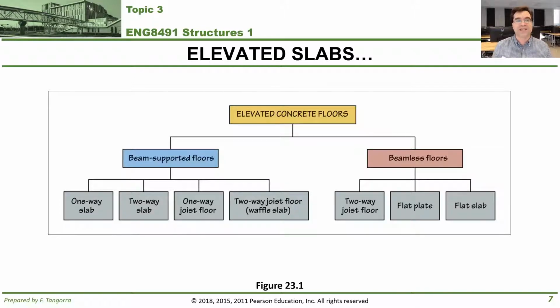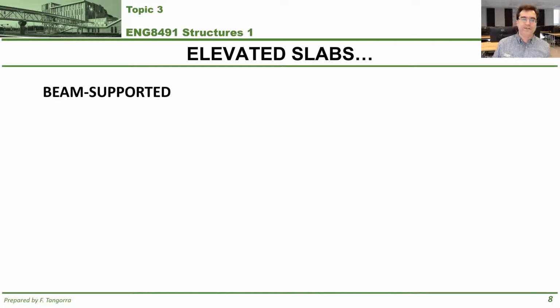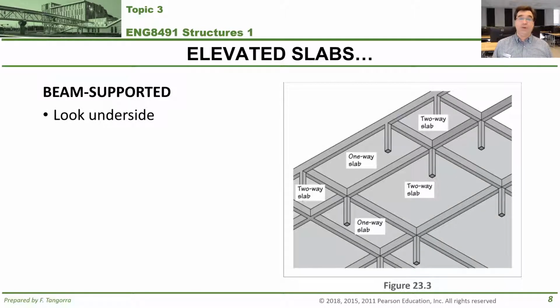That is, an elevated slab you can walk under and look up to say, hey, I see a ceiling. Okay? Now let's start with beam supported elevated slabs. The only way to tell if the elevated slab that you're looking at is beam supported is to look to the underside of it. That's the only way, and hopefully the structure is exposed so you can tell.